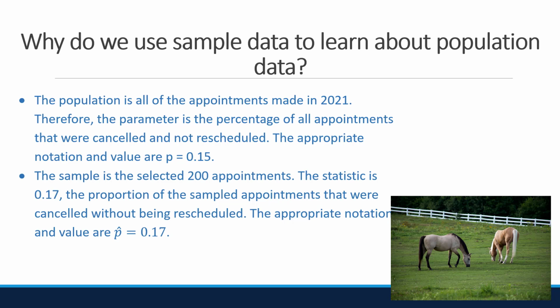The population is all of the appointments made in 2021. Therefore, the parameter is the percentage of all appointments that were canceled and not rescheduled. The appropriate notation and value are p equal to 0.15. The sample is the selected 200 appointments. The statistic is 0.17, the proportion of sampled appointments that were canceled without being rescheduled. The appropriate notation and value are p hat equal to 0.17.